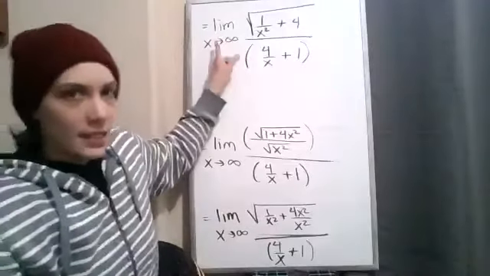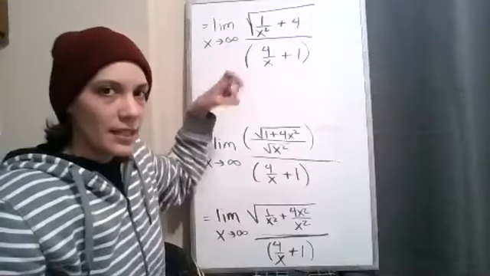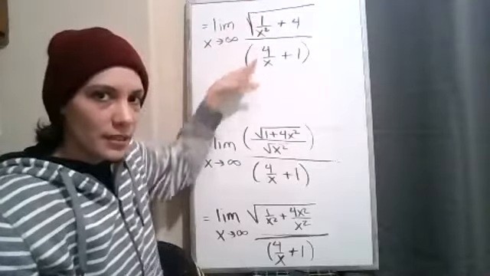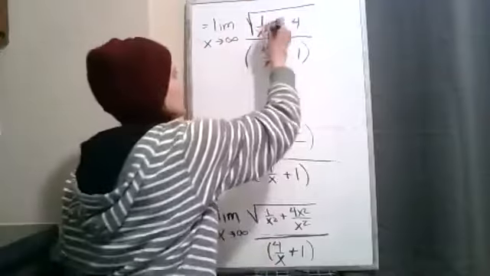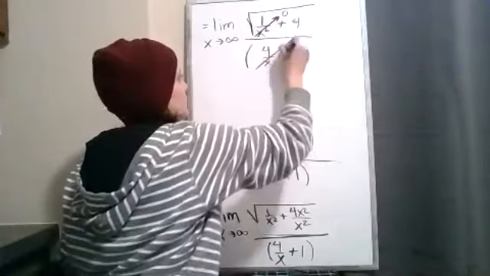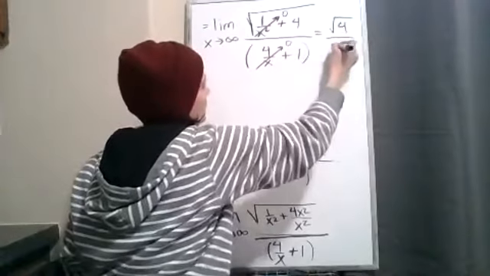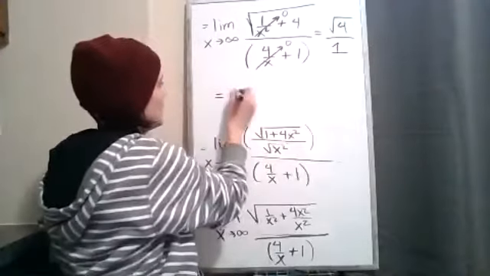So let's put in infinity. This will go to 0. Same here, this goes to 0. Root 4 is in the top, and there's 1 left over in the denominator. So the answer is 2.